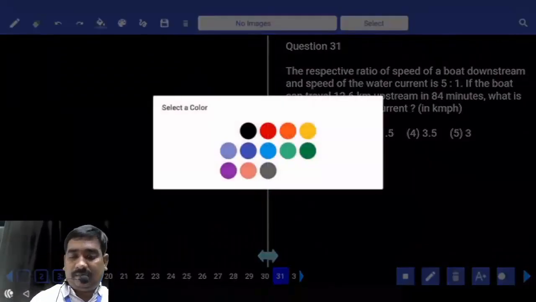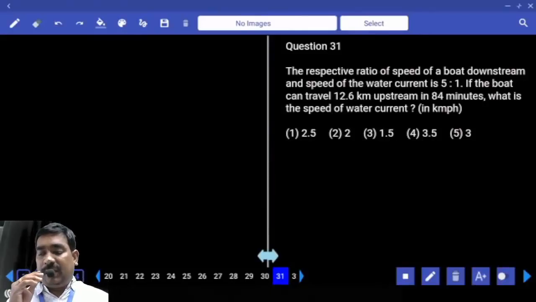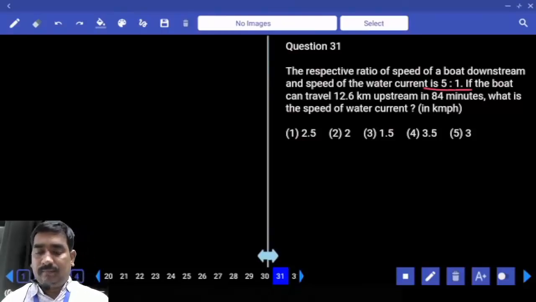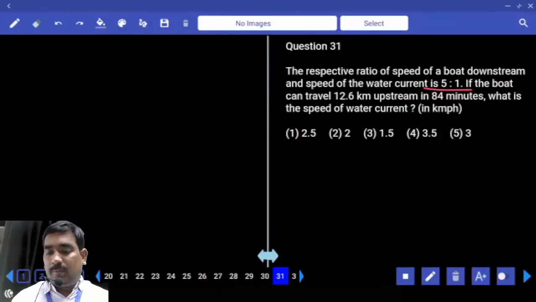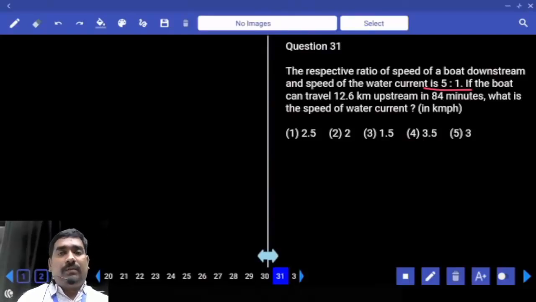Question number 31. The respective ratio between speed of a boat downstream and speed of the water current is 5:1. If the boat can travel 12.6 kilometers upstream in 84 minutes, what is the speed of the water current?